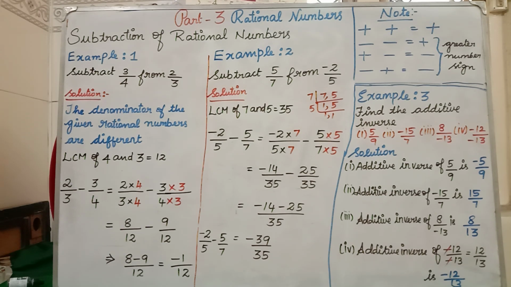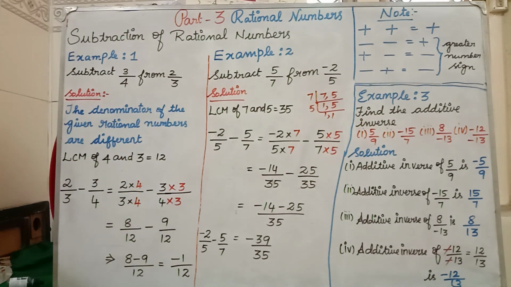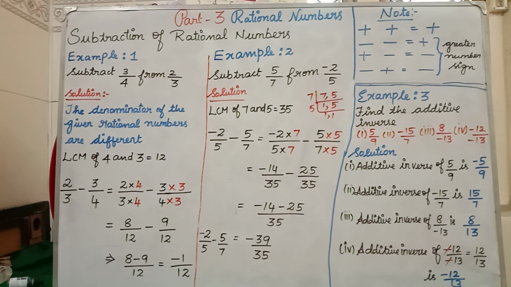Clear all of you? The additive inverse of 5 by 9 is what? The question is in positive, so our answer should be what? Minus 5 by 9. Similarly, in the second question, additive inverse of minus 15 by 7. Minus is there, so the additive inverse is what? Positive 15 by 7. So 15 by 7.